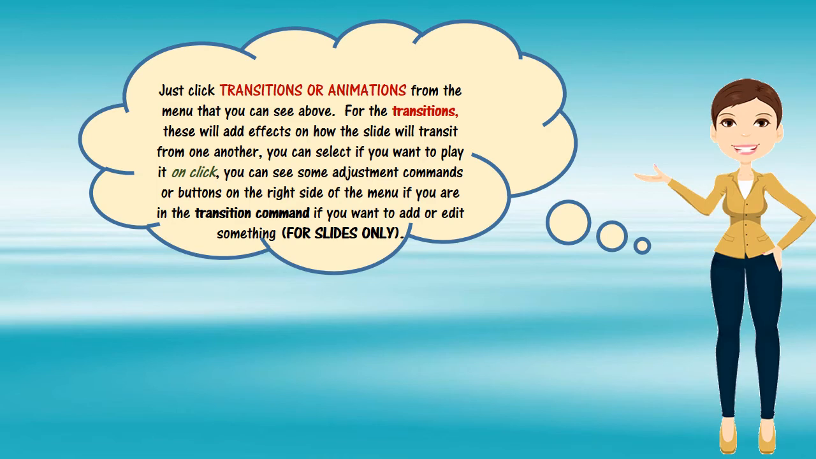Just click Transitions or Animations from the menu that you can see above. For the transitions, these will add effects on how the slide will transition from one to another. You can select if you want to play it on click. You can see some adjustment commands or buttons on the right side of the menu if you are in the transition command, if you want to add or edit something for slides only.